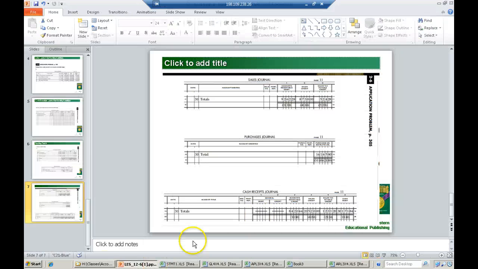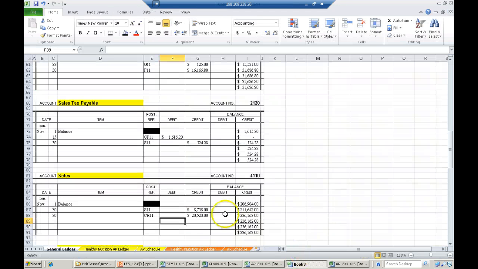So this should be our total, $236,162. Next column we're going to record is the sales tax payable of $1,231.20. It's a credit. Sales tax payable under the 30th. Again, it was cash receipts journal, page 11. $1,231.20. This should be our total of what we owe the state at the end of the month for sales tax.